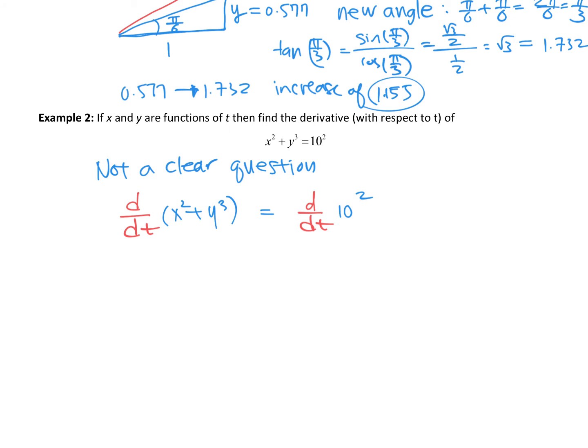Here, I'm adding this plus that, so I can take the derivative of this separately, then add the derivative of y cubed. So 2x dx/dt plus 3y squared dy/dt. Again, I am taking the derivative with respect to t. This is variable x, that's why I need dx/dt by using the chain rule. Same here with y cubed. So I'm doing implicit differentiation.